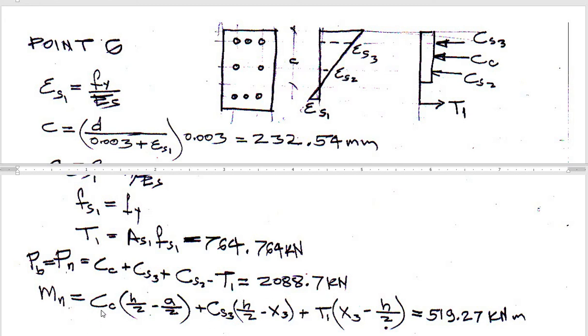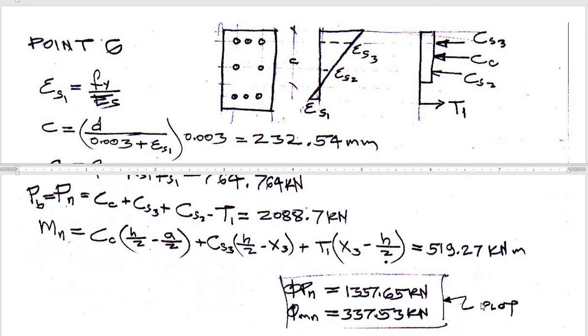So, compression concrete times the lever arm H over 2 minus A over 2 plus compression steel 3 times the lever arm H over 2 minus X3 plus T1 times lever arm X3 minus H over 2 divided by 1 million. This becomes now 519 kilonewton meter. Next, you multiply these two forces by 0.65 and you have your balance point. Ito ang iyong i-plot.